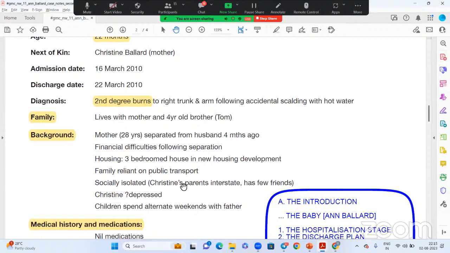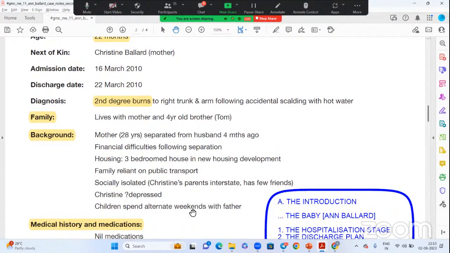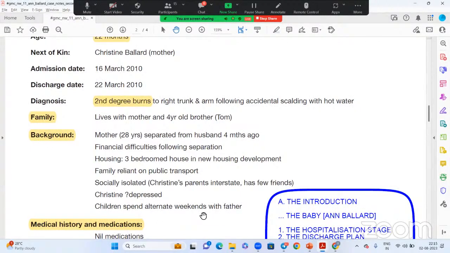Now, even the children go to their father during the alternative weekends. Weekdays, full weekdays, they will be with her, but one weekend they will be with mother, and one weekend they will be with father. So that time she will be even more depressed. See here.